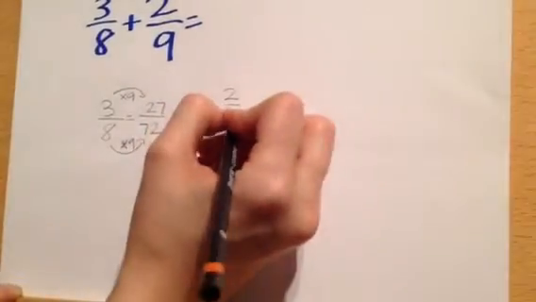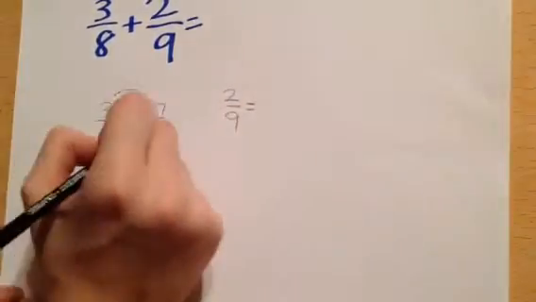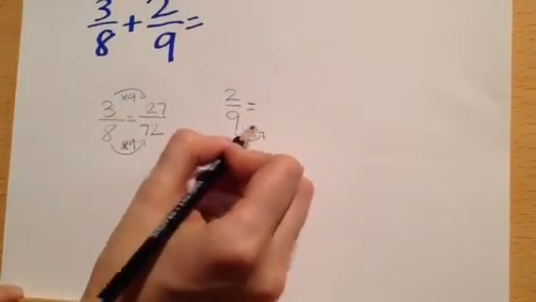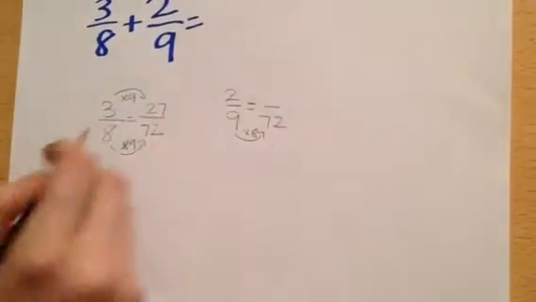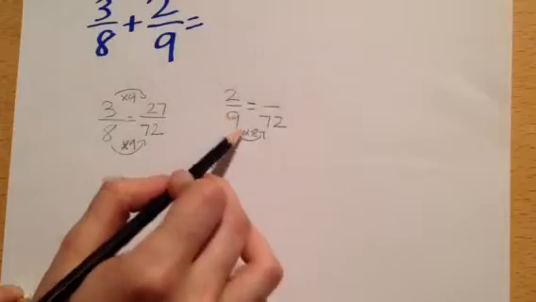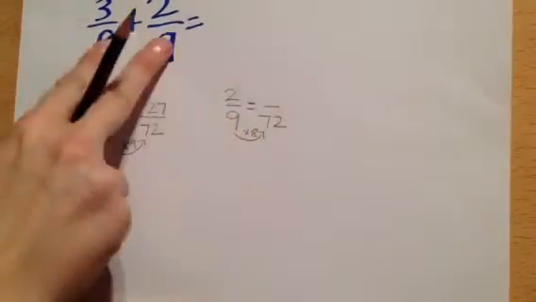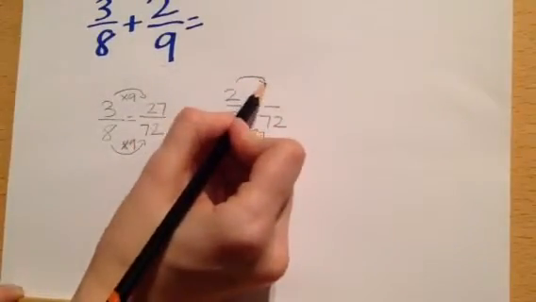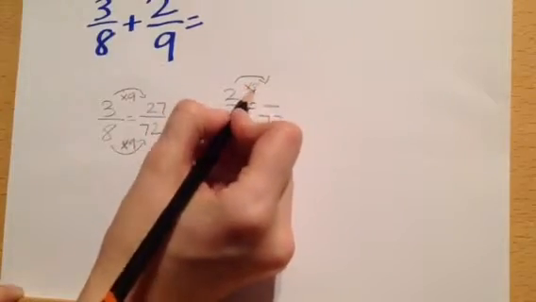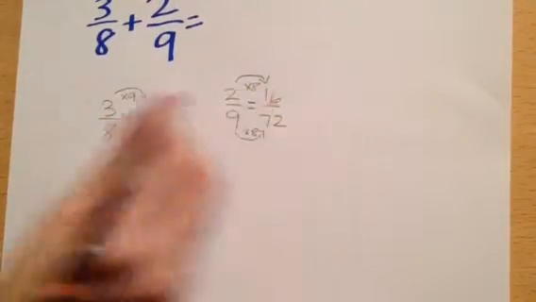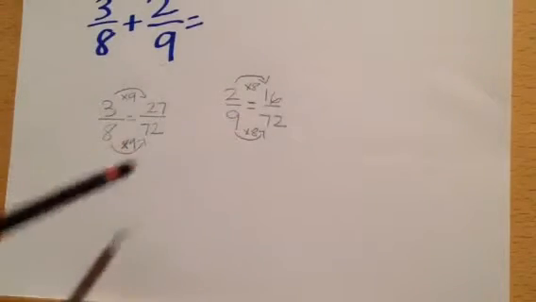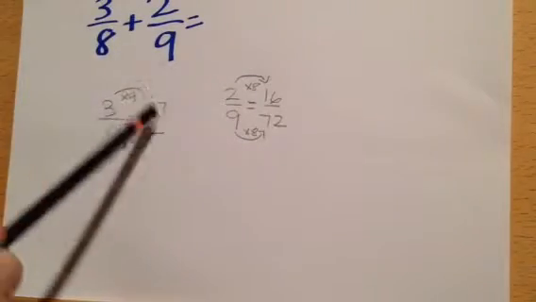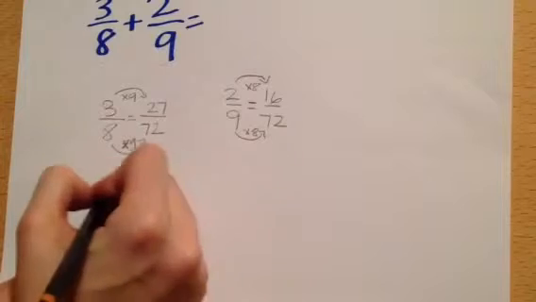Now I want to change 2/9 into the same denominator. So 9 times 8 gives me 72. If you just flip it, you're multiplying the denominators by each other. So if I do it to the denominator, I have to do it to the numerator: 2 times 8, which is 16. So I kept it equivalent in both cases because I multiplied the bottom the same as the top. Now I have 2 new fractions that I need to add up.